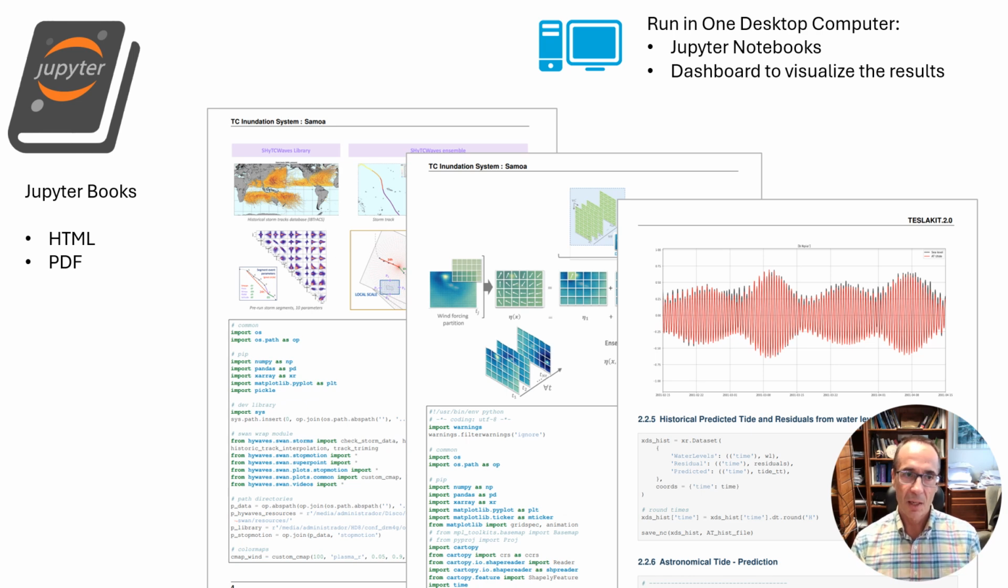The system that we have created can be relocatable to different areas. The ecosystem that we use is based on Python and Jupyter notebooks, and these are snapshots of some of the applications that we have developed: PDFs, HTML files, but not only Jupyter Notebooks, also dashboards to visualize the results.